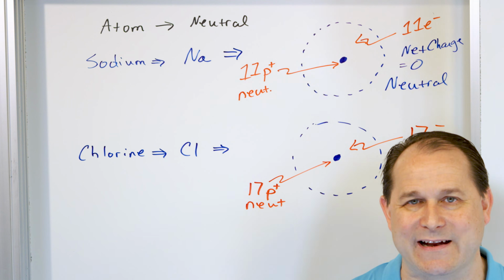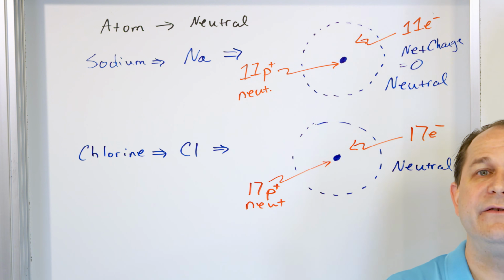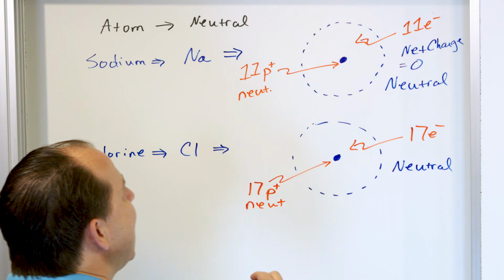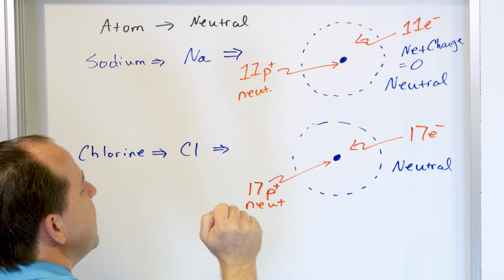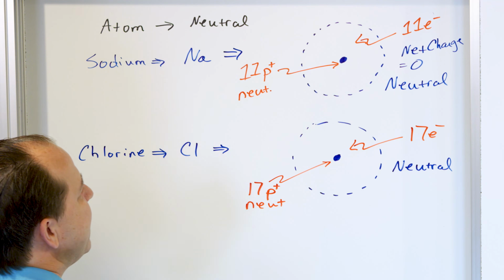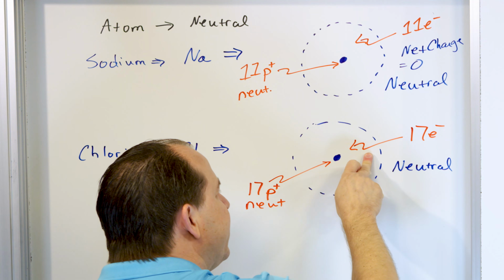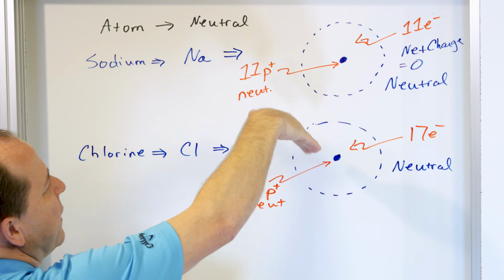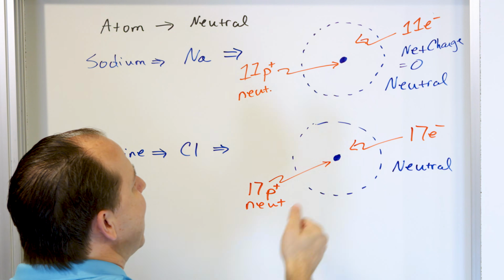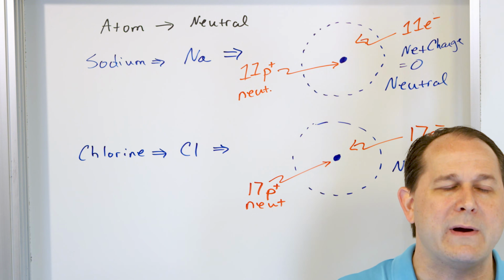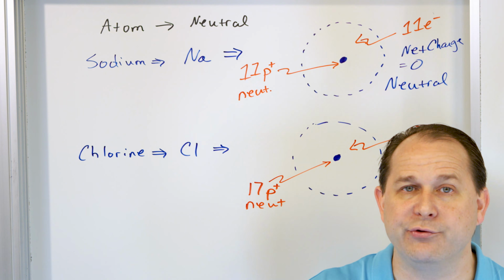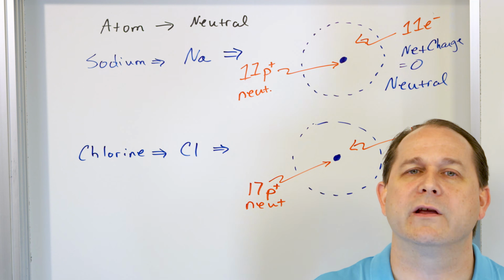Now, that's what an atom is. Let's transition into making an ion. If I take an electron away from here, then I'm going to have an imbalance. If I take an electron away from here, or if I add an electron to either one of these situations, I'm going to have an imbalance and I will not have a neutral atom anymore. So anytime you have an atom that's not neutral, we have another word for it. We call it an ion.